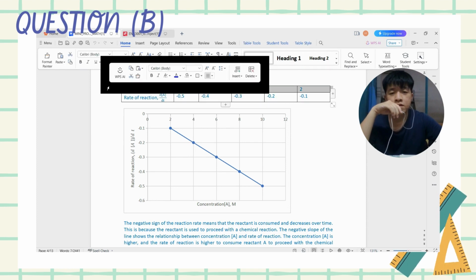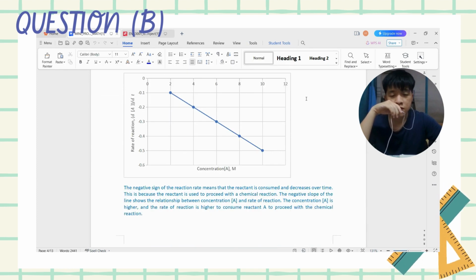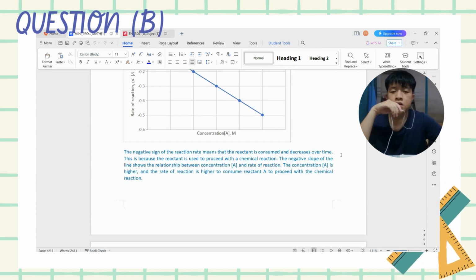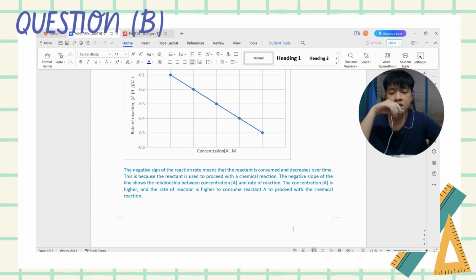Here are the values that we found, and here is the graph that we found. It shows a negative gradient. So we can come to the conclusion that the negative side of the reaction rate means that the reactant is consumed and decreased over time. This is because the reactant is used to proceed with a chemical reaction. The negative slope of the line shows the relationship between concentration A and rate of reaction. When the concentration A is higher, the rate of reaction is higher, to consume reactant A to proceed with the chemical reaction.